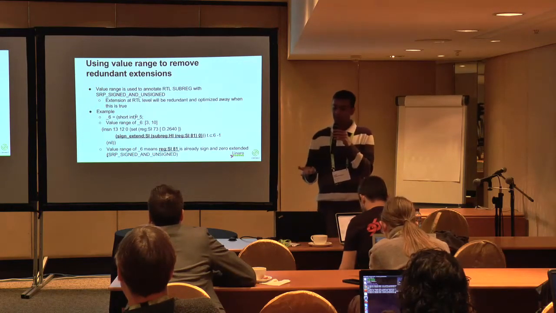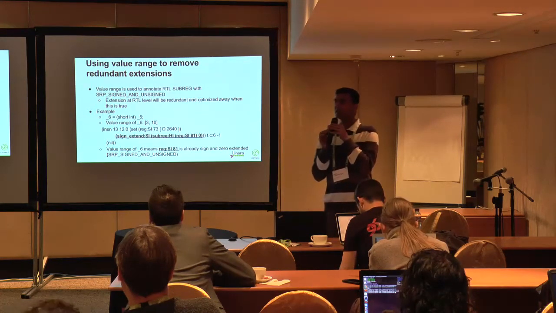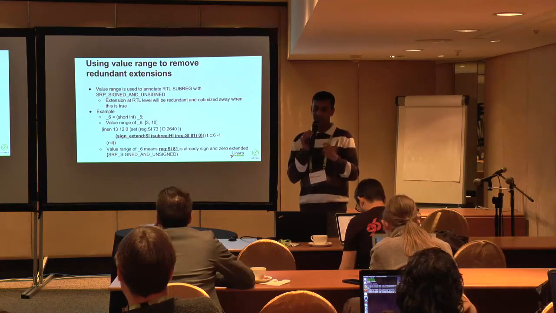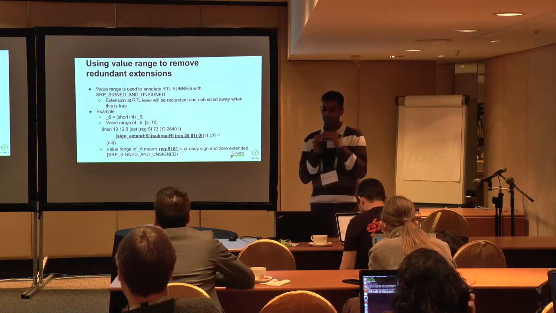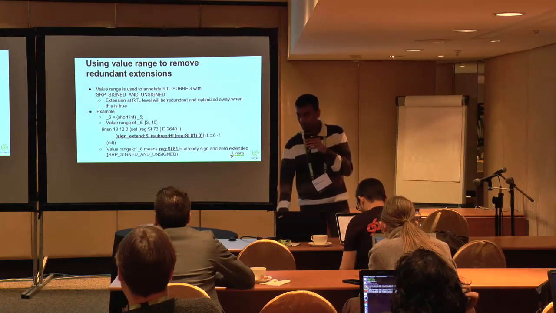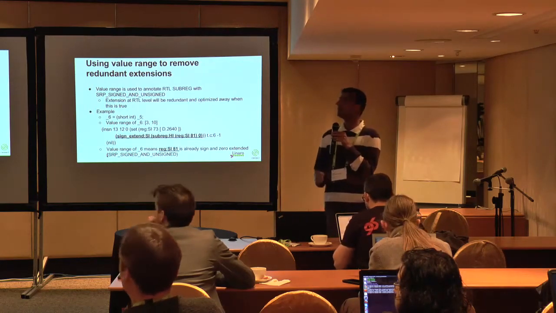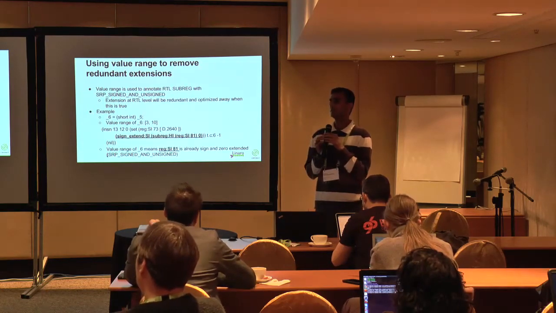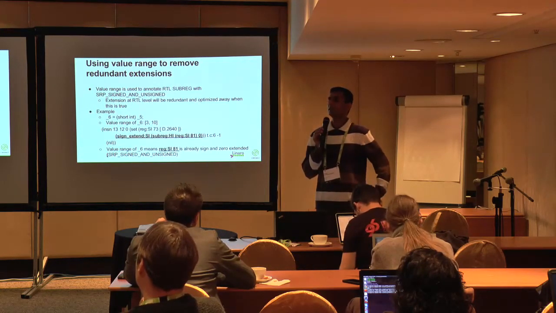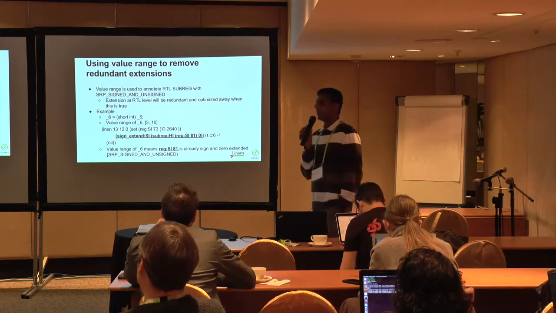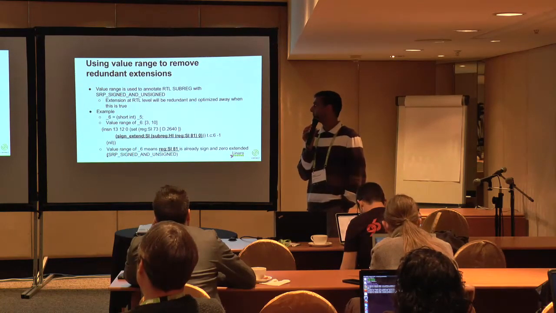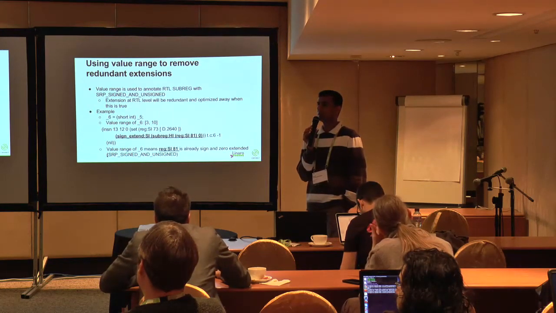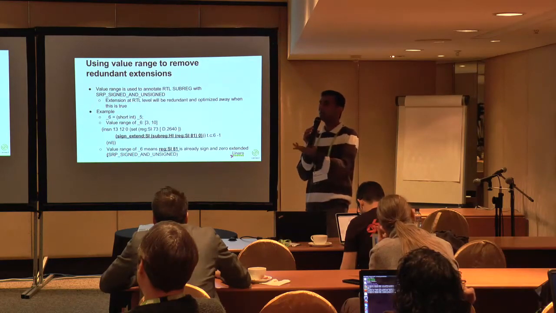So, with this information, we can actually change some of these RTX simplification subroutines such that they can remove additional extensions. I'm going to show an example here. How does the fact that the value is between 3 and 10 tell us that it is already sign and zero extended? Either that sign and zero extensions will be no-ops, or that they are already done? They are already done, basically.